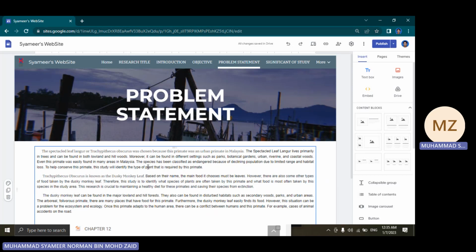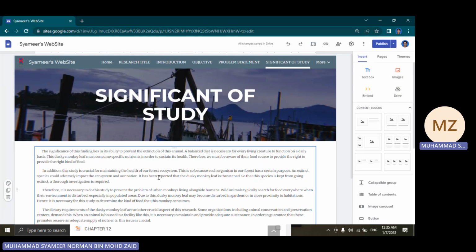And also, based on their name, the main food they choose must be leaves. However, there are also some other types of food taken by the dusky leaf monkey. Therefore, the study is to identify what species of plant are often taken by this primate and what food is most often taken by this species in the study area. This is crucial to maintaining a healthy diet for the primates and saving the species from extinction.